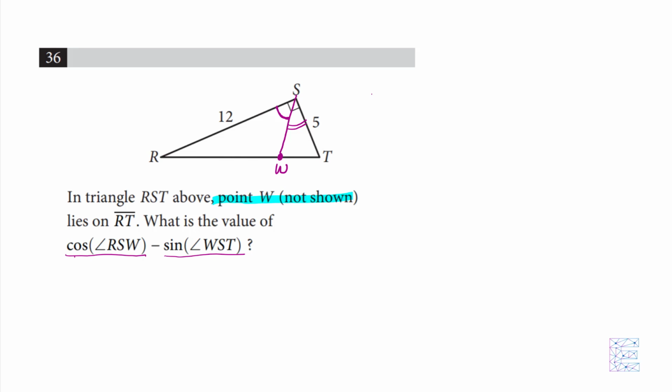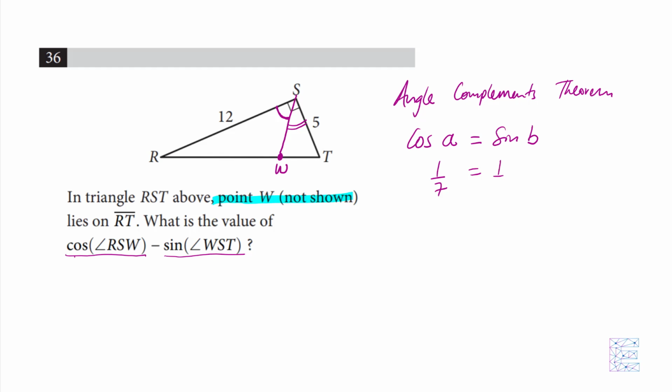It's trying to see if you remember the angle complements theorem, which stated the following. If two angles add up to 90 degrees, the cosine of one of them, so let's say the cosine of one angle, let's call it A, would have to be equal to the sine of its complement, B. Then, therefore, if we know the value of cosine A to be maybe 1/7, then the sine of the angle that's complementary to it will also be 1/7.